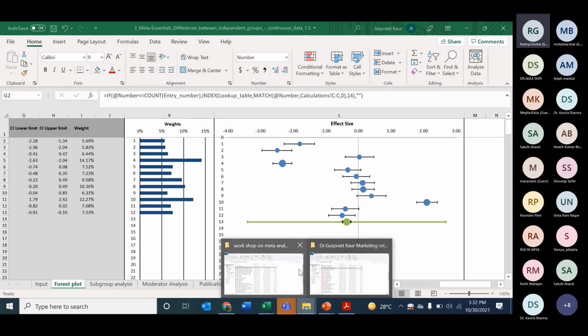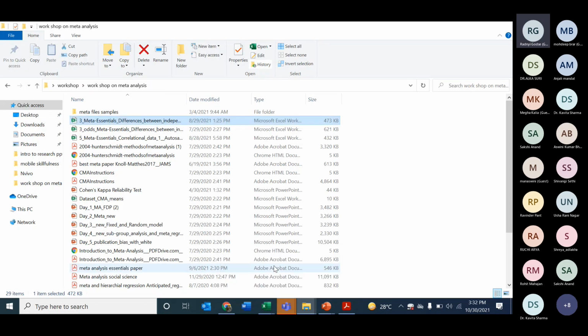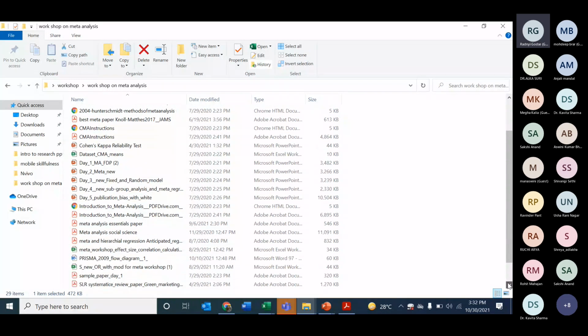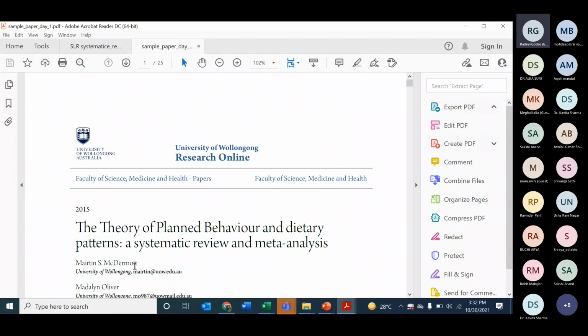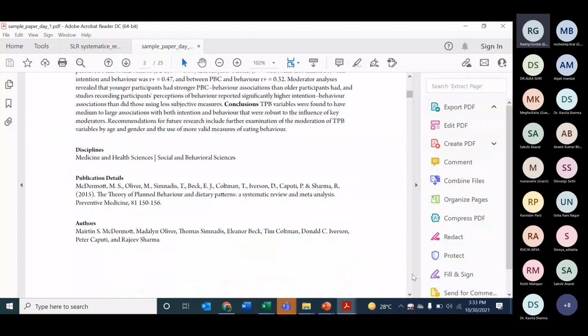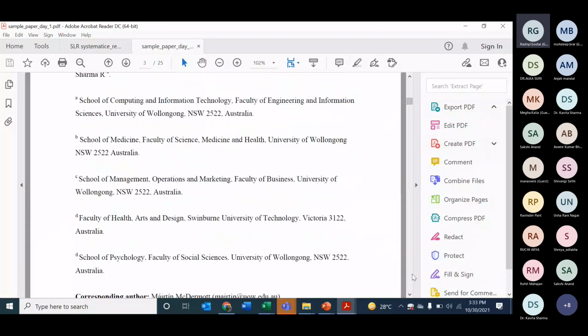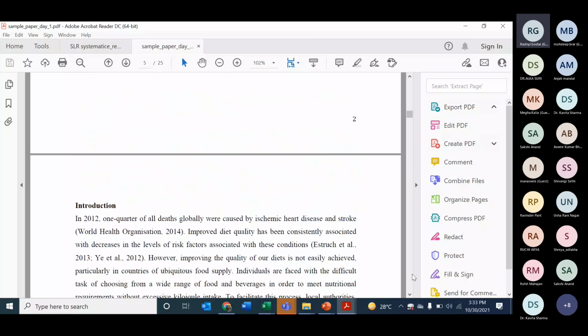Of course, I have to show you how we report it. So I'm opening a paper of meta-analysis that I generally take as a sample. Okay, so this is a paper on the theory of planned behavior. It's a very common theory in social sciences. It says systematic review and meta-analysis.